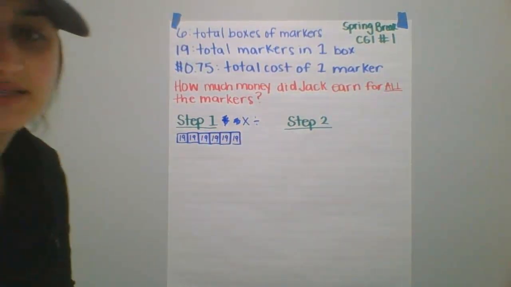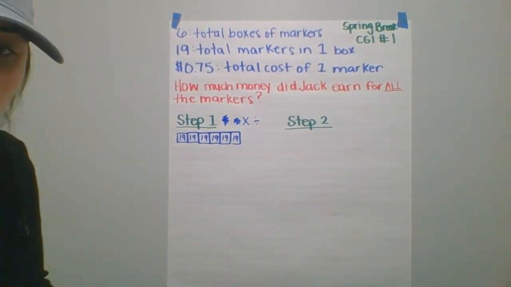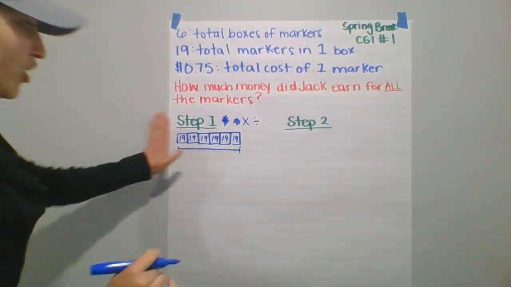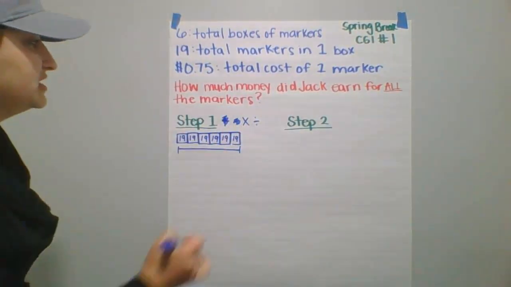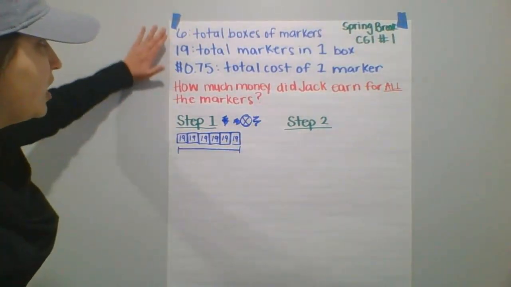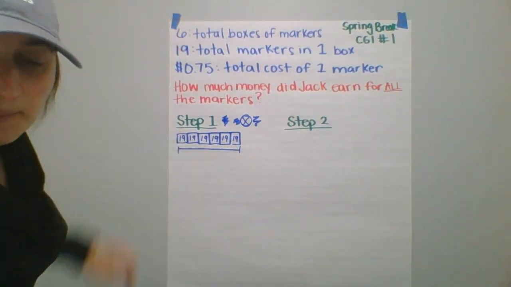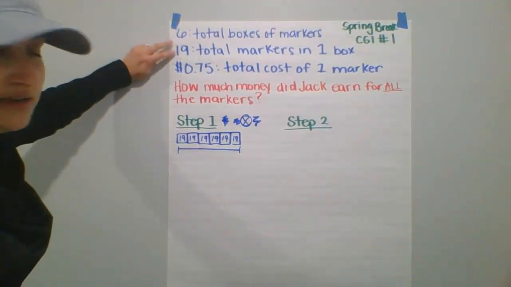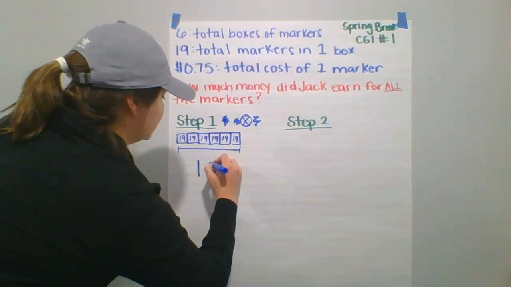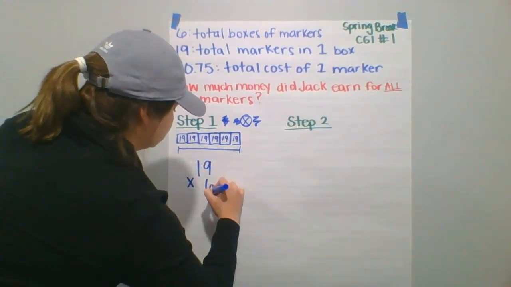So would that cause us to get bigger or smaller? Because we want to know what the amount is for all of the boxes. So this would make us get bigger, which means we want to multiply our 6 and our 19 together. And those are super easy numbers we can work with, so we can use the standard algorithm, 19 times 6.